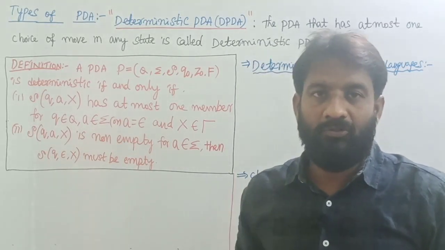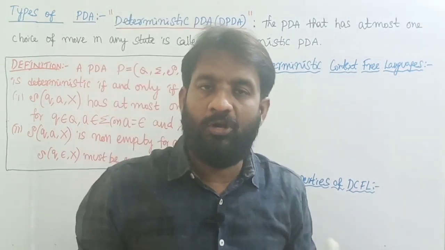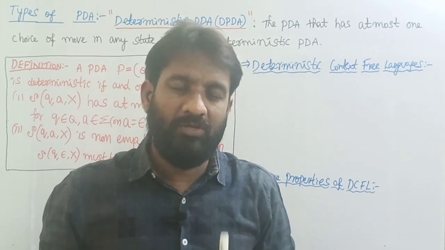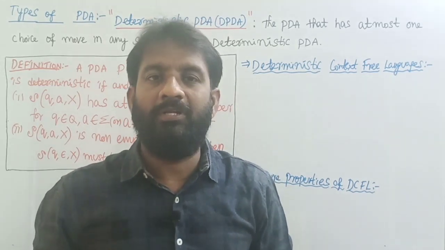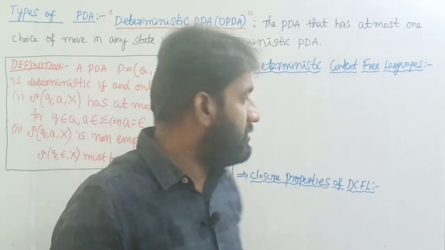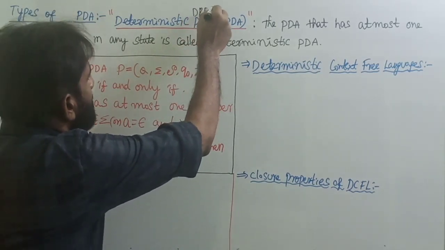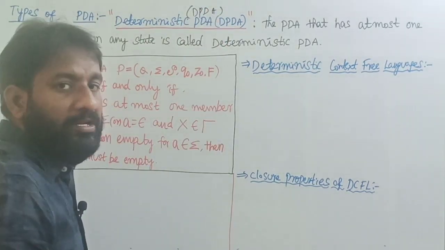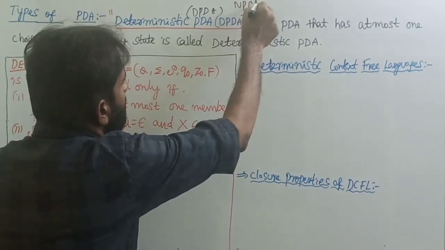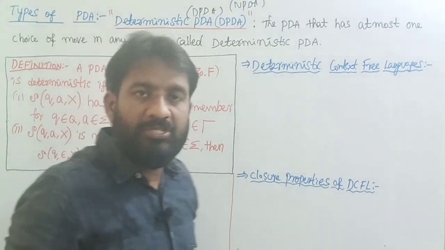Welcome back. Today's topic is the types of pushdown automata. As we know, finite automata is of two types: one is the non-deterministic finite automata and another one is the deterministic finite automata. Similarly, pushdown automata is of two types. One is the deterministic pushdown automata, in short form DPDA, and another one is the non-deterministic pushdown automata, in short form NPDA. So in this lecture, let's discuss what is meant by a deterministic pushdown automata.